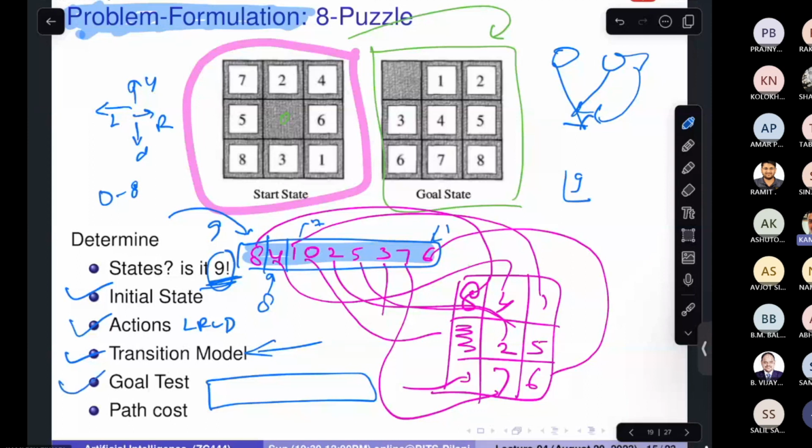What is the goal test? The goal test is to check whether the representation of this particular arrangement is 0, 1, 2, 3, 4, 5, 6, 7, 8. If it is like this, then the goal test is satisfied. What is the path cost? Exactly how many steps you have taken. This way we can define this. Any questions on that? You know how to formulate this problem? Clear?